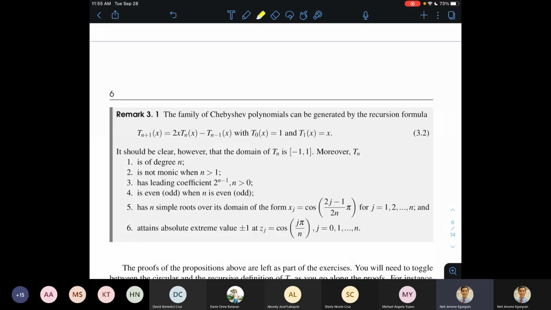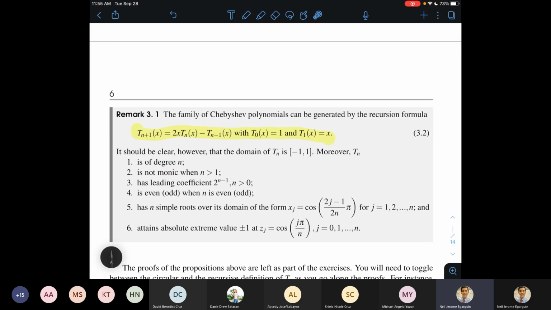Well, the first one is the recursion formula that we have generated. So if you don't want to look at it as cosine of n arccosine of x, you can compute Chebyshev polynomials using equation 3.2. So that's fine. And I think napahapyawan na natin yung proof by mathematical induction that t sub n is of degree n.